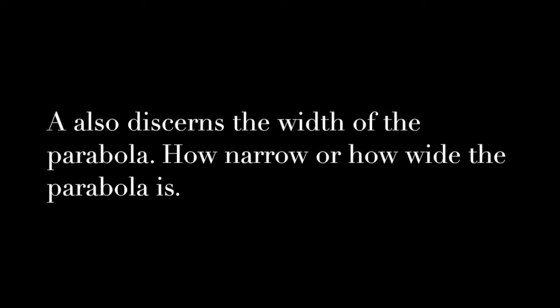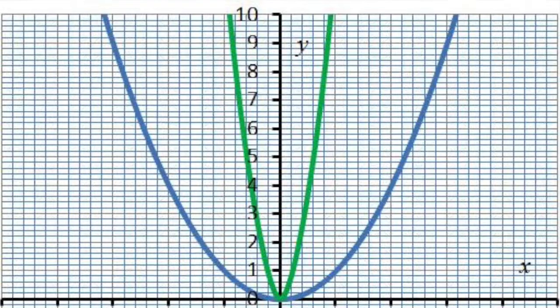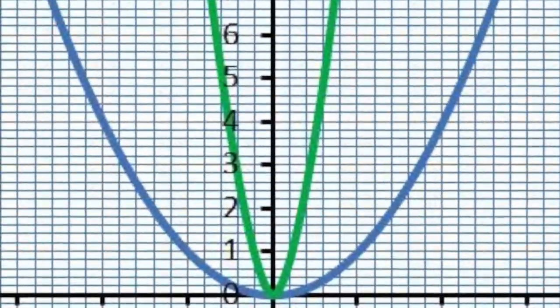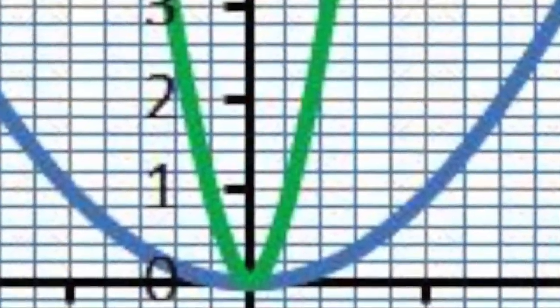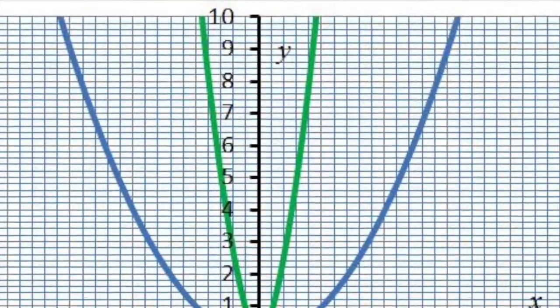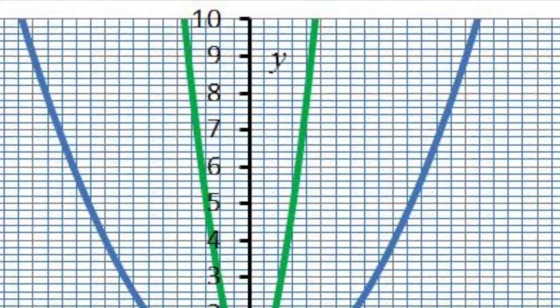A also discerns the width of the parabola, how narrow or how wide the parabola is. If A's absolute value is bigger, the width of the graph will be narrower. If A's absolute value is smaller, the width of the quadratic graph will be wider.